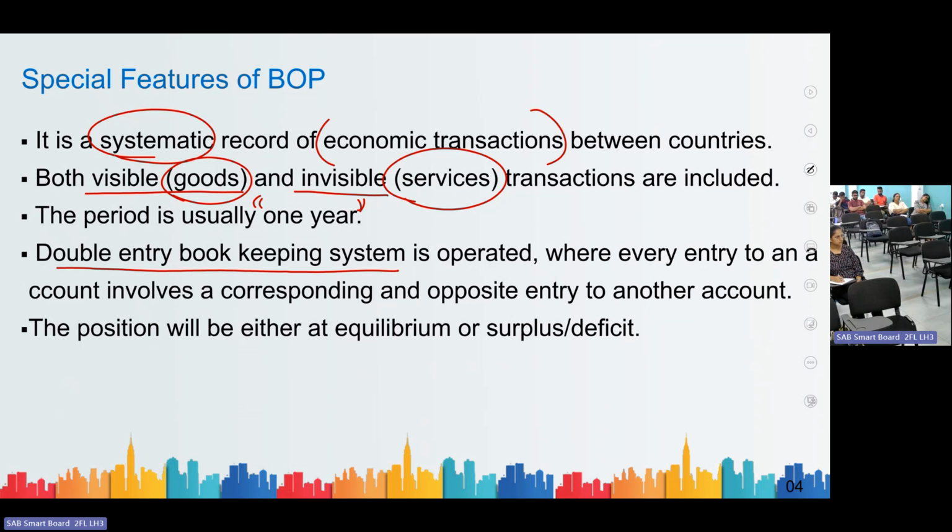We use the double entry bookkeeping system, where every entry to an account involves a corresponding and opposite entry to another account. So there will be both a credit and a debit entry. There will be two entries, one is credit and the other entry is debit. The position will be either at equilibrium or surplus or deficit.